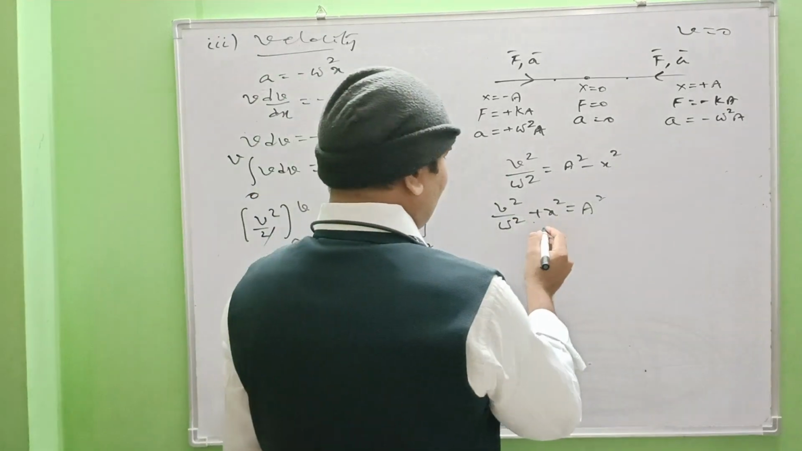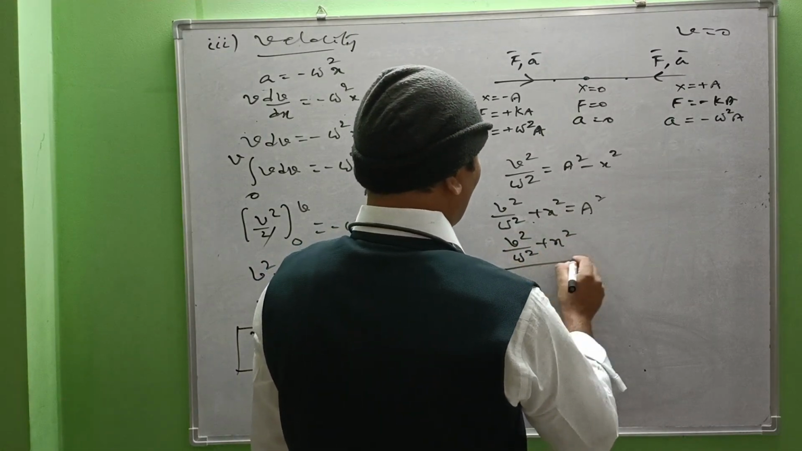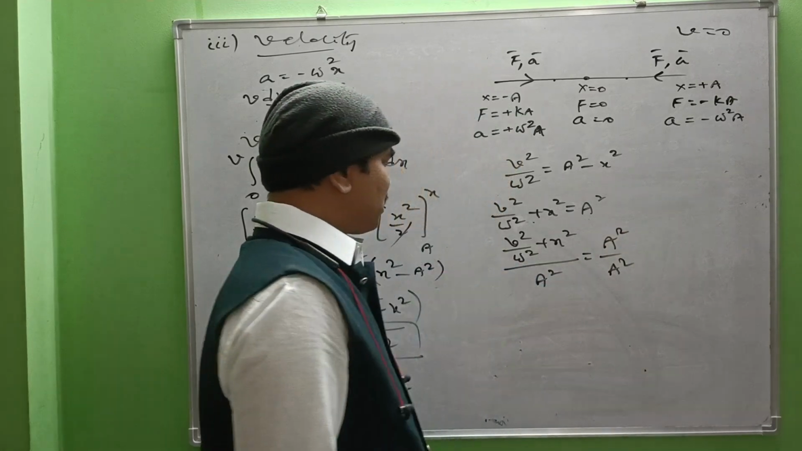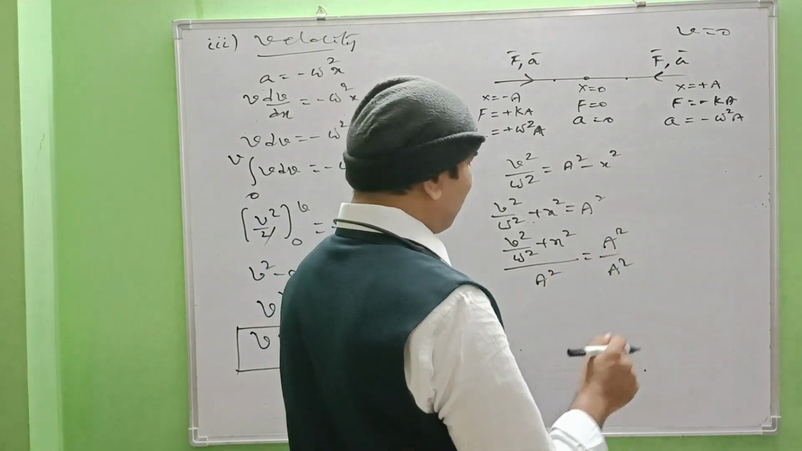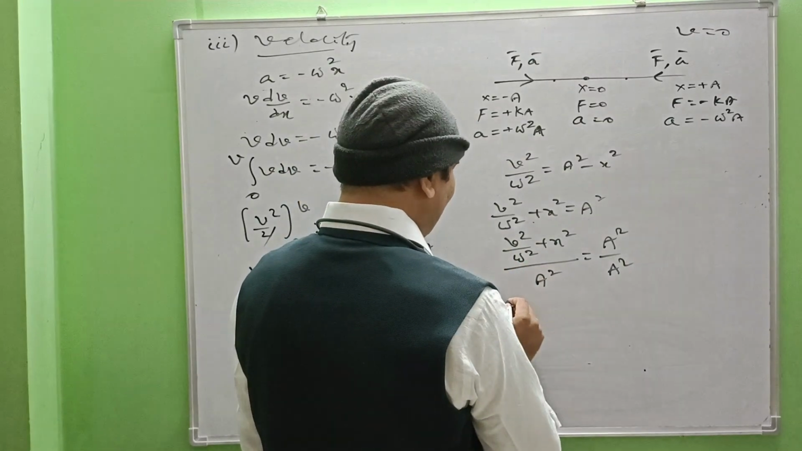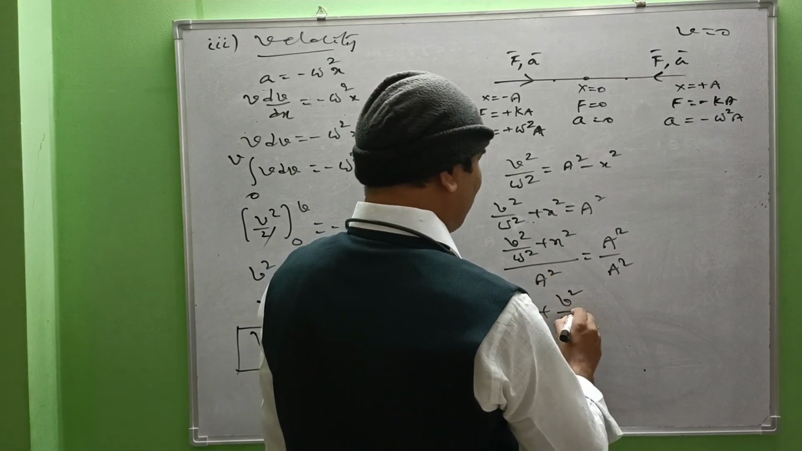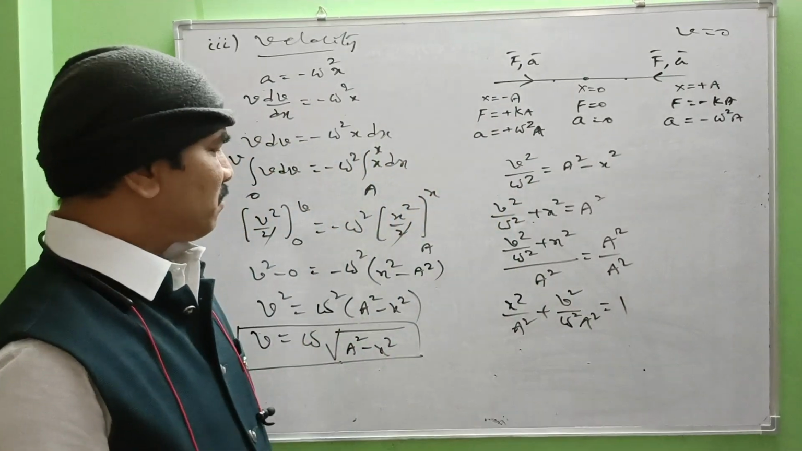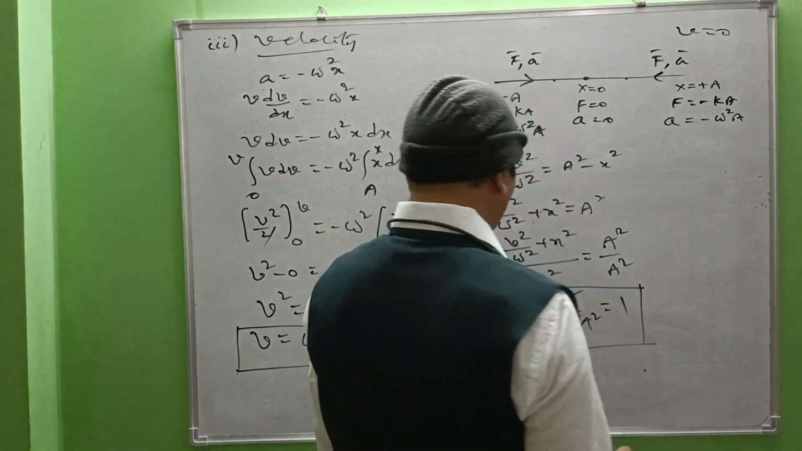Now, v square by omega square plus x square, whole divided by a square, equal to a square by a square, which means the expression is divided by a square on both sides. Now a square by a square becomes 1. So the same can be written as x square by a square plus v square by omega square a square equal to 1. So this is the variation of velocity with x.